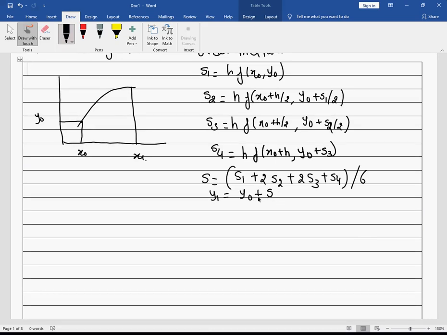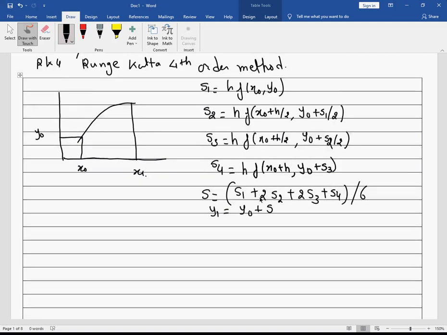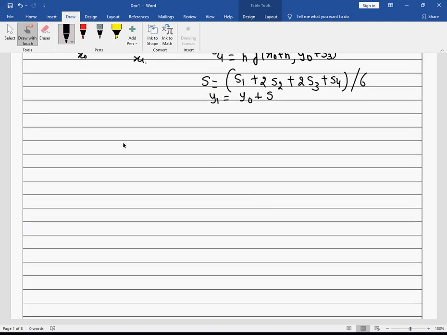Okay, so let's try to solve the problem on this basis. This is the basic formulation, which takes the weighted average of slopes at 4 locations, and therefore the accuracy of this method is far better than RK2. But RK2 and RK4 are both better compared with Euler's. So let's do it. Take an example: dy by dx is equal to x plus y upon y square.